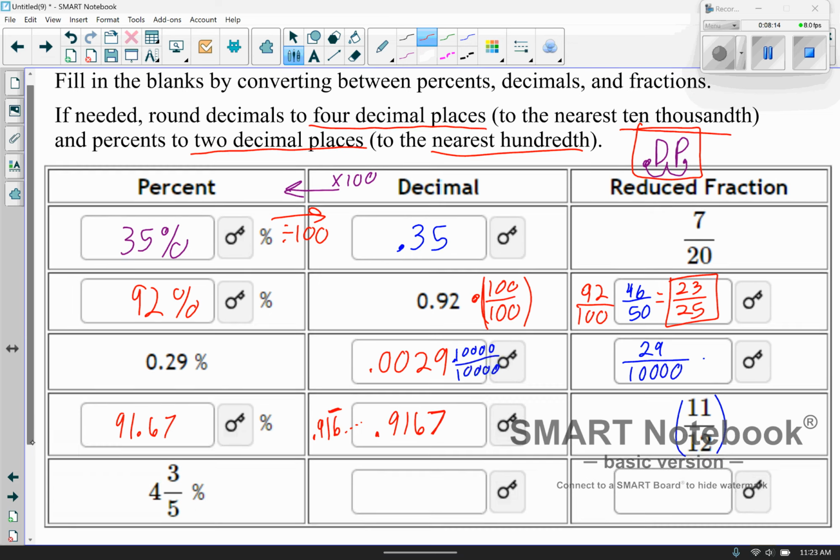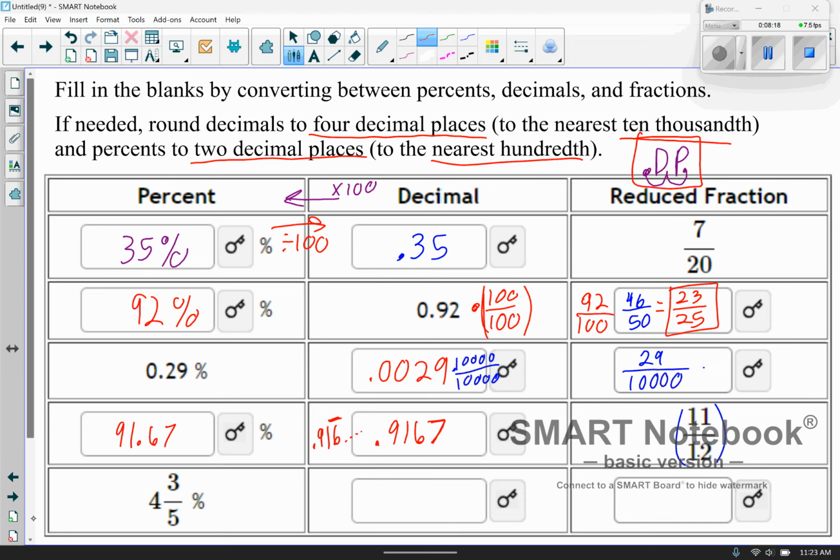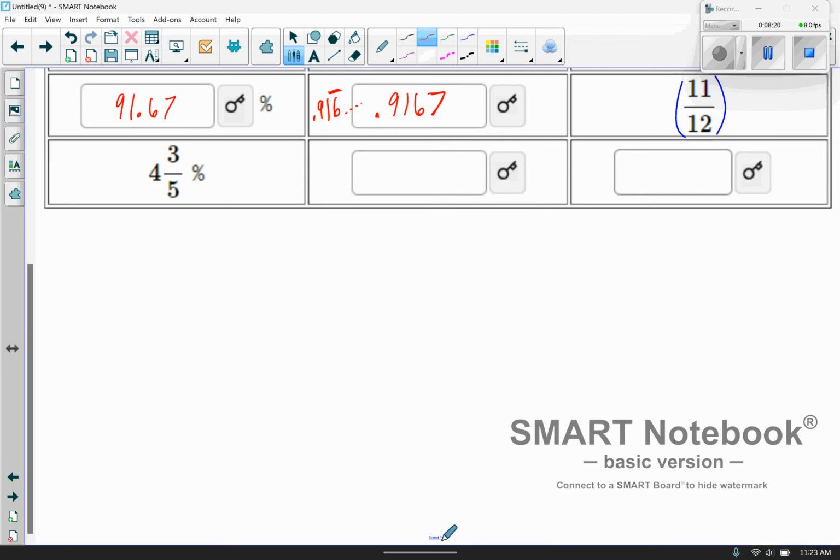Okay, last one here. So this time we're given a percent, and we're given it with a fraction right here. Not a big deal. We've gone over this before on how to convert this to a decimal. So it's going to be 4 plus whatever 3/5 is, right? And so 3/5 is 0.6. So 4 plus 0.6, or basically this is 4.6% right here.